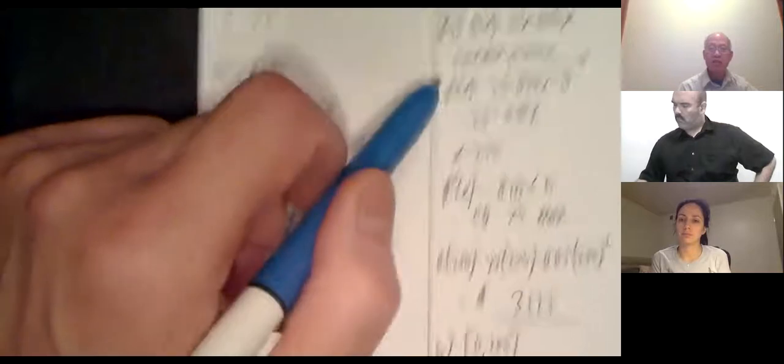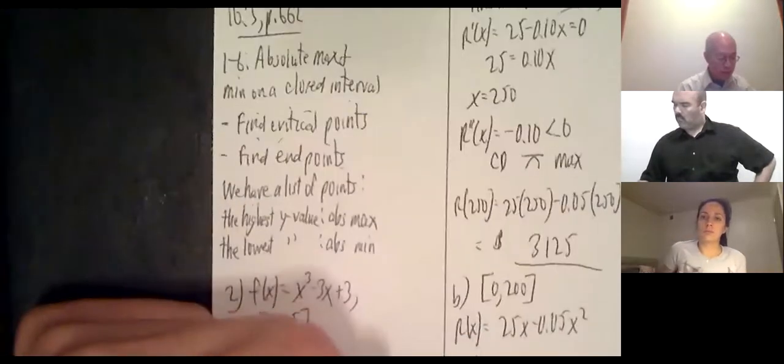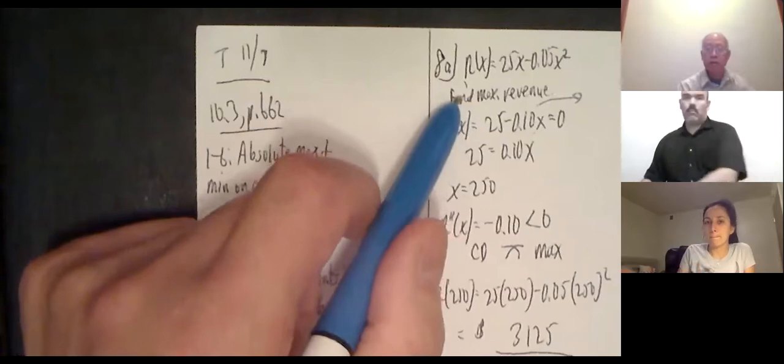Okay, so that's maximum revenue. I'll do another maximum later, which will be profit. It's very similar. So that's the only maximum revenue problem I would show you, but the others are very similar.